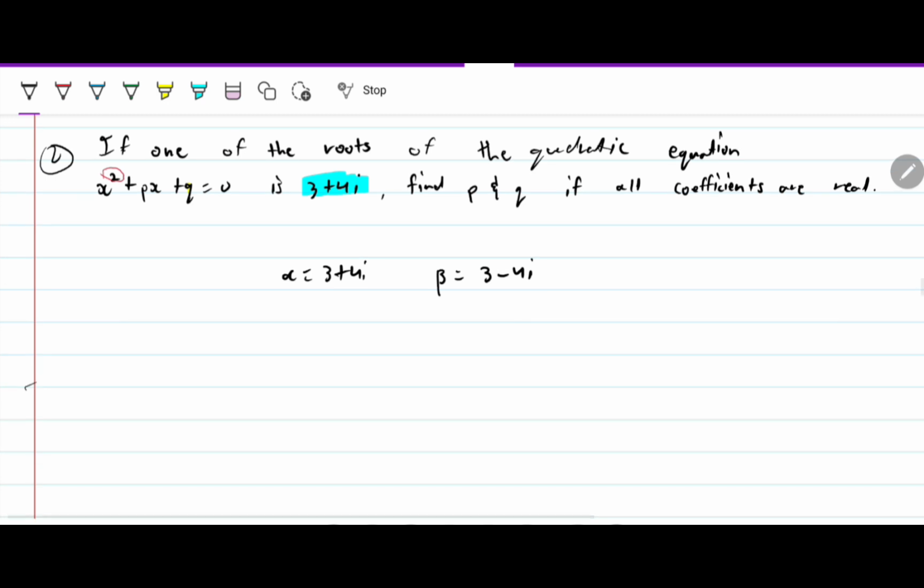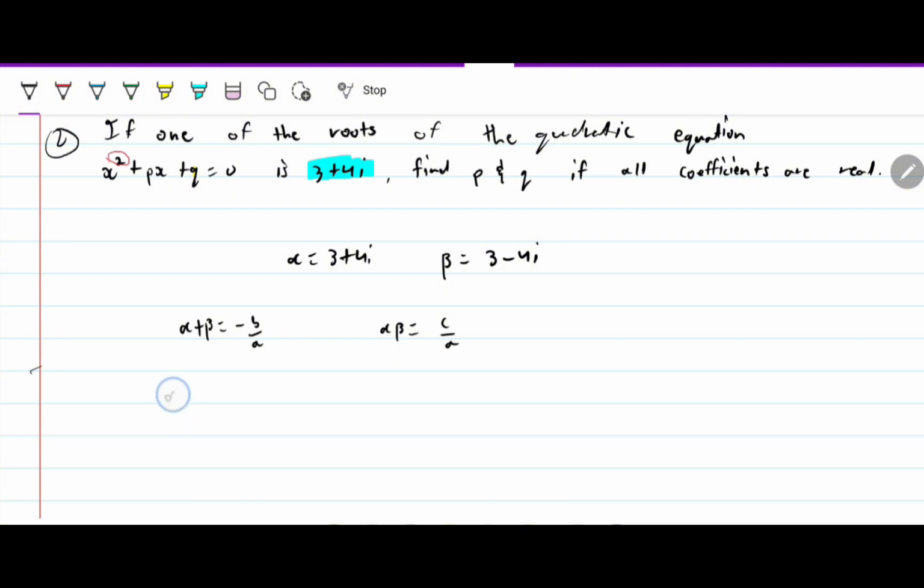Just recall that the sum of the roots, alpha plus beta, is equal to negative b over a, and the product of the roots, alpha times beta, is equal to c over a. The a, the b, and the c represent the coefficients of my generic quadratic equation. Now, alpha plus beta: alpha is 3 plus 4i, beta is 3 minus 4i. So let's just put that in. 3 plus 4i plus 3 minus 4i is equal to negative b over a.